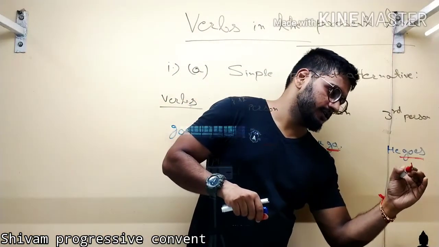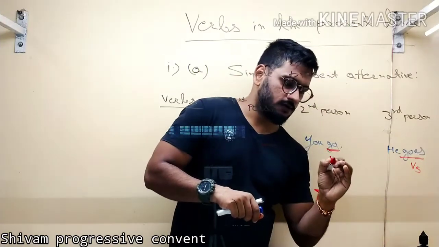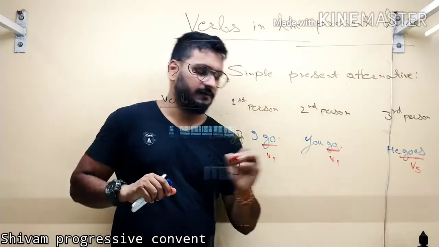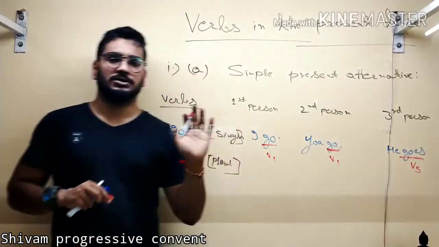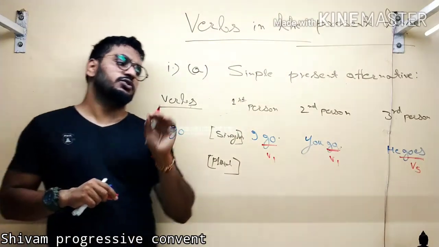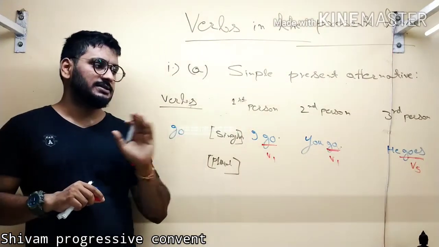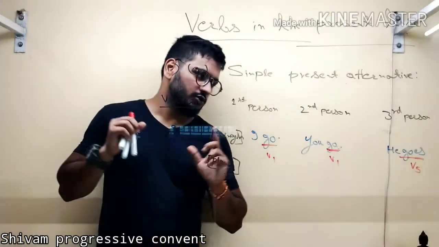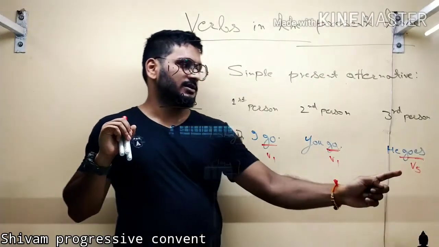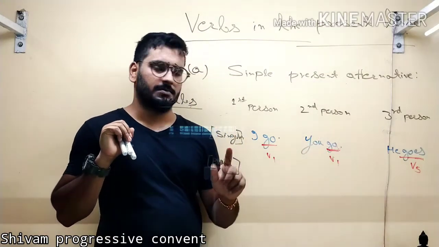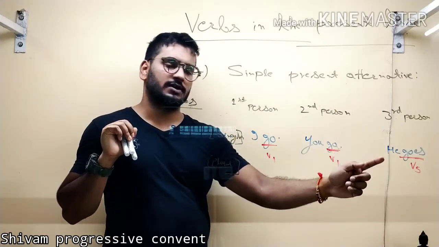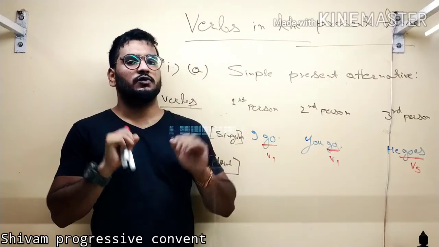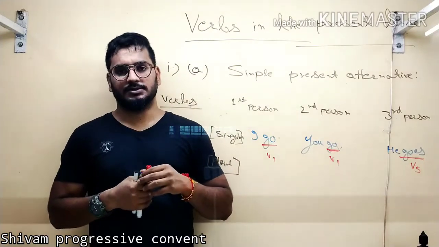And here it is in V5 form, and there it is called V1 form. This is the thing you must notice. I am teaching you really slowly so that you notice these things. So you can see the changes come in third person singular form. There will be no change in the rest of the things.